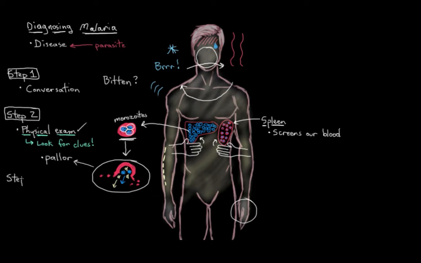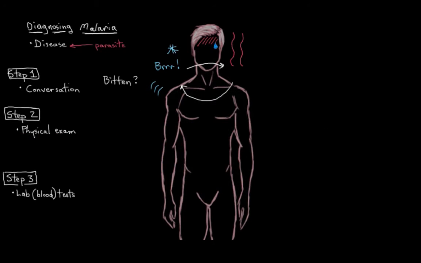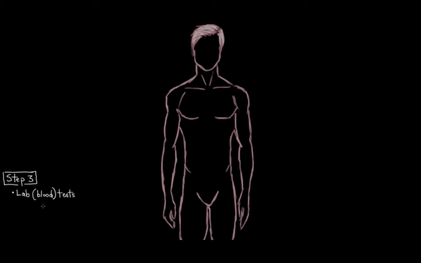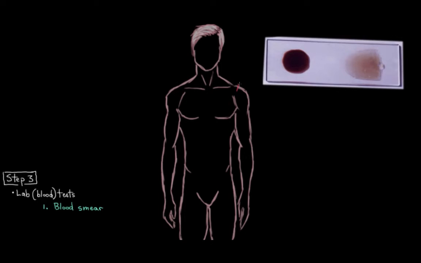This is the most specific, the most definitive way of diagnosing malaria, and it is a couple of lab tests. So there's a few different tests we can do to diagnose malaria, but I'll just describe the two most common ways. So one way is by a blood smear. So we take some blood from the person and we stick it on a microscope slide.